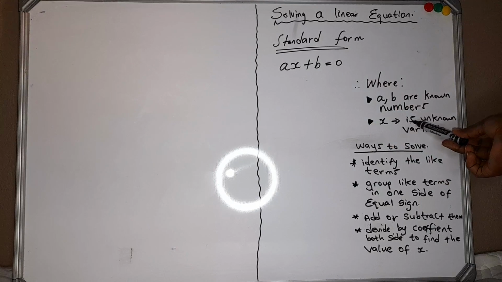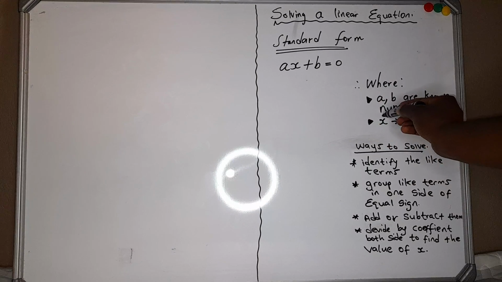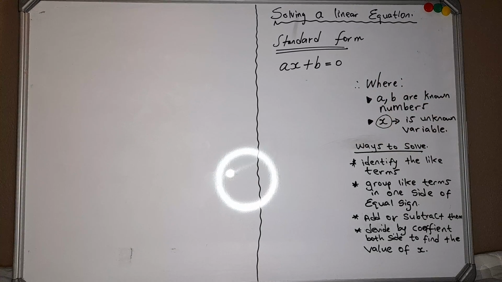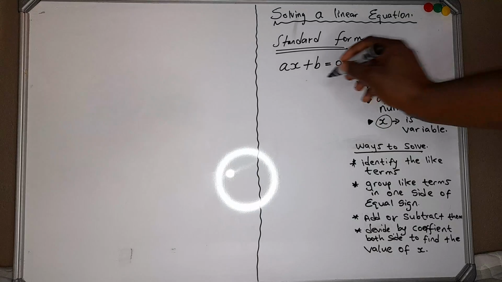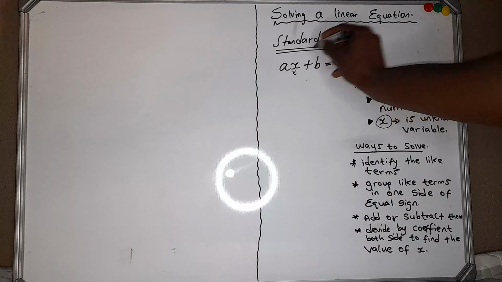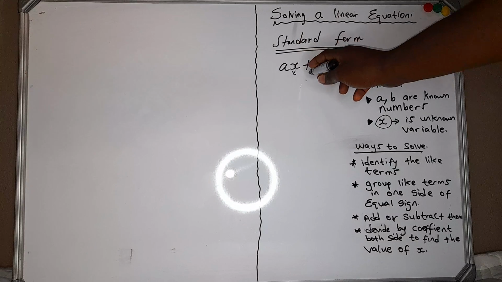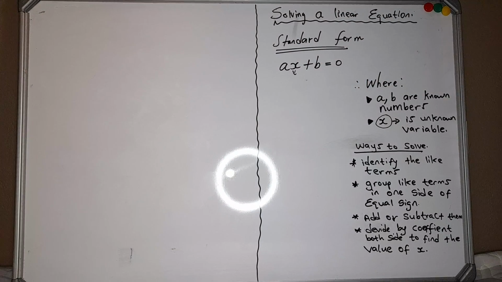The x is the unknown variable, which means because we have an unknown variable x in our equation, we must solve for that unknown variable. They give us ax plus b equals 0, so they will ask you to solve for x.